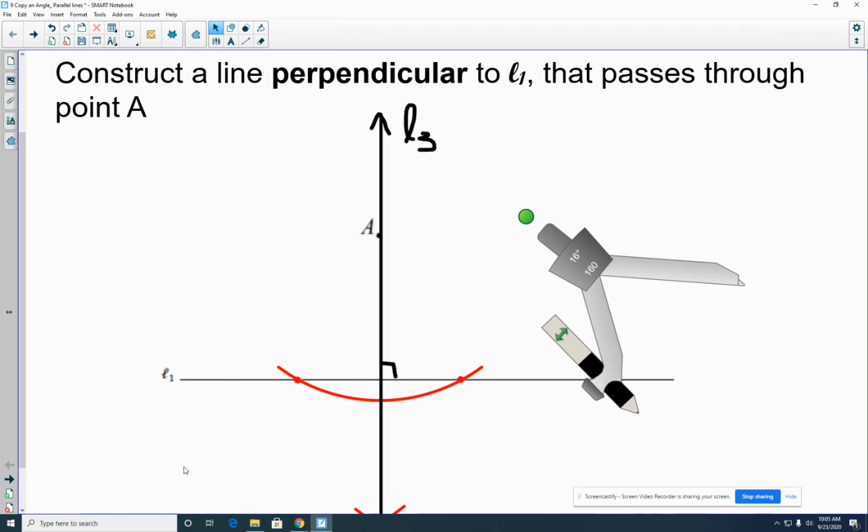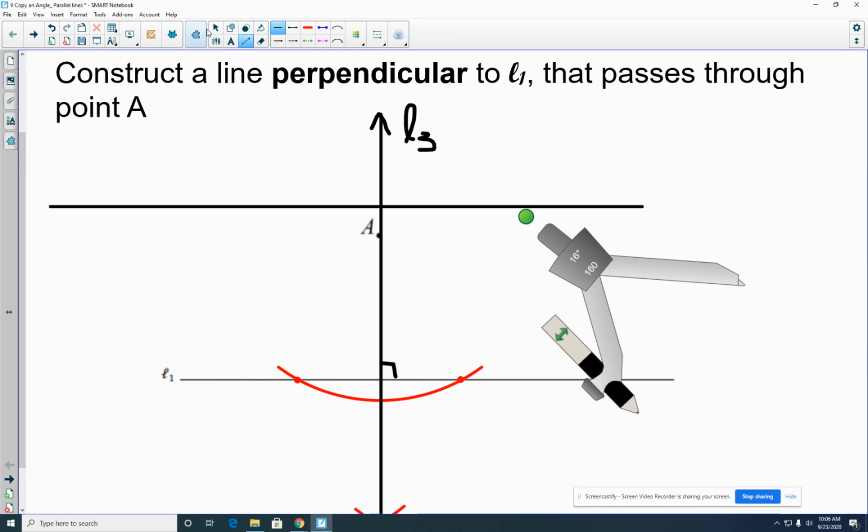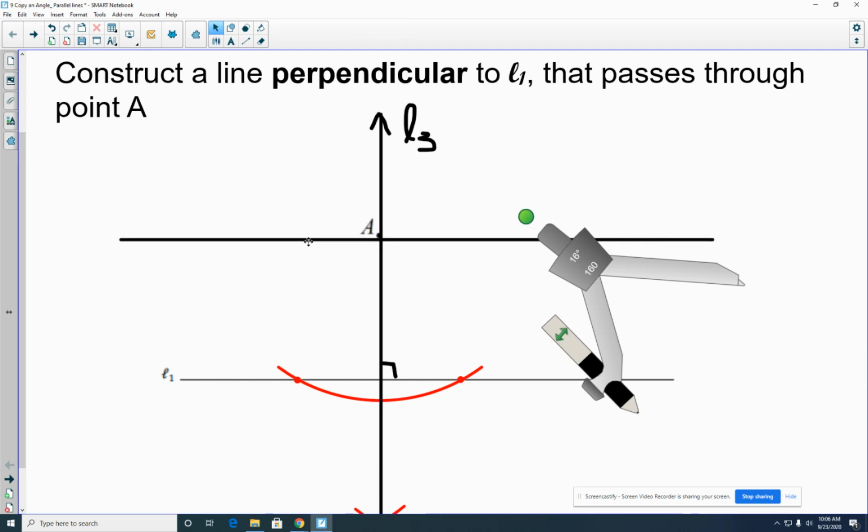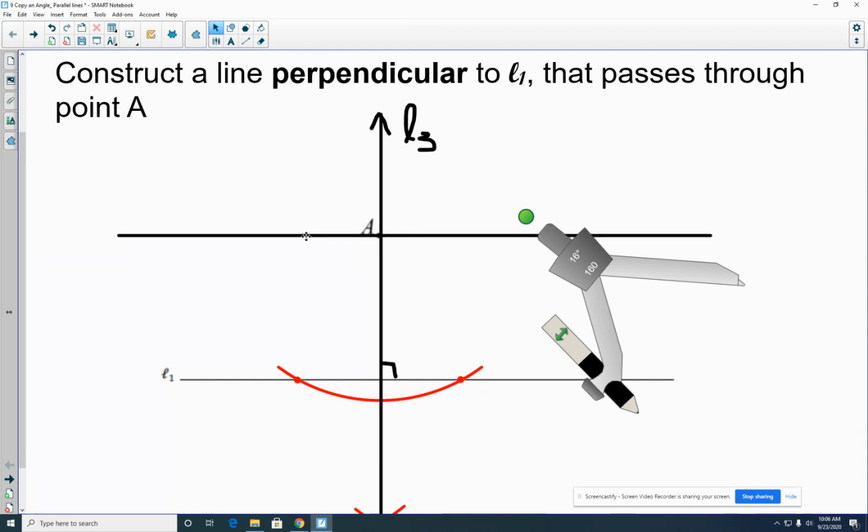So I need a line parallel to line 1. In my mind, I'm like, well, that's easy. If line 1 is horizontal, line 2, if it's parallel, has to be horizontal too. Can't I just draw it in? And the answer is no, you can't just draw it in. But I know my line has to look something like this, and it has to go through point A. But wait a second. This line that I just drew in is also perpendicular to this line here.